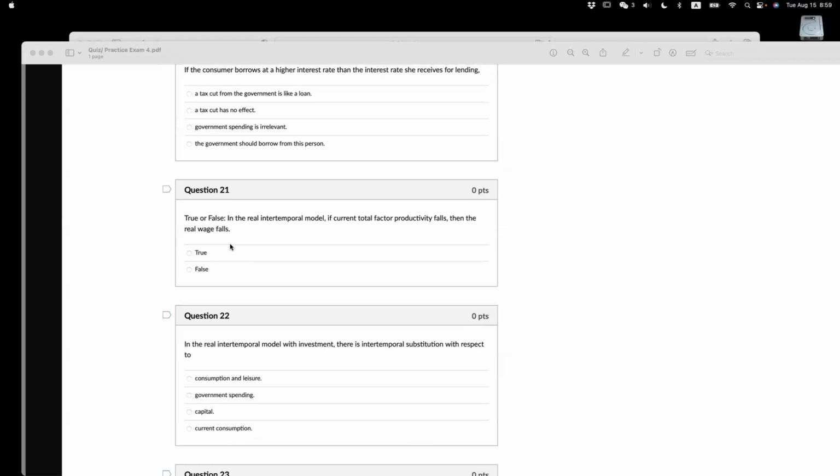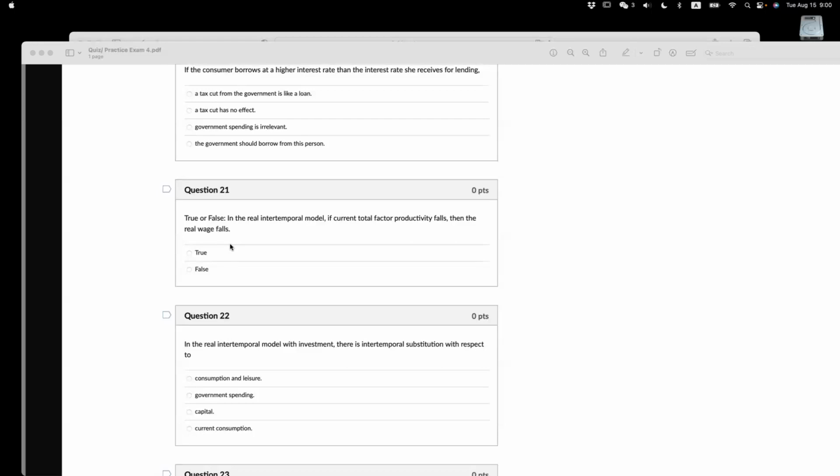Now, question 21, true or false? In the real intertemporal model, if current TFP falls, then the real wage falls. That's for sure, right? So how do we calculate the real wage? Real wage equals the marginal productivity of labor. And a part of the marginal productivity of labor is determined by total factor productivity.